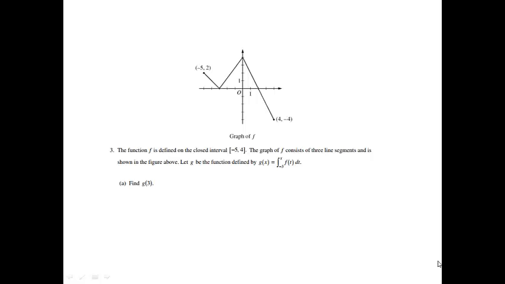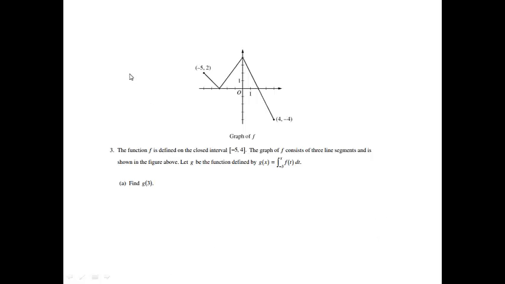Right, number 3, the function f is defined in the closed interval from -5 to 4. The graph of f consists of 3 line segments and is shown in the figure above. Let g be the function defined by g of x is equal to the integral from -3 to x of f of t.